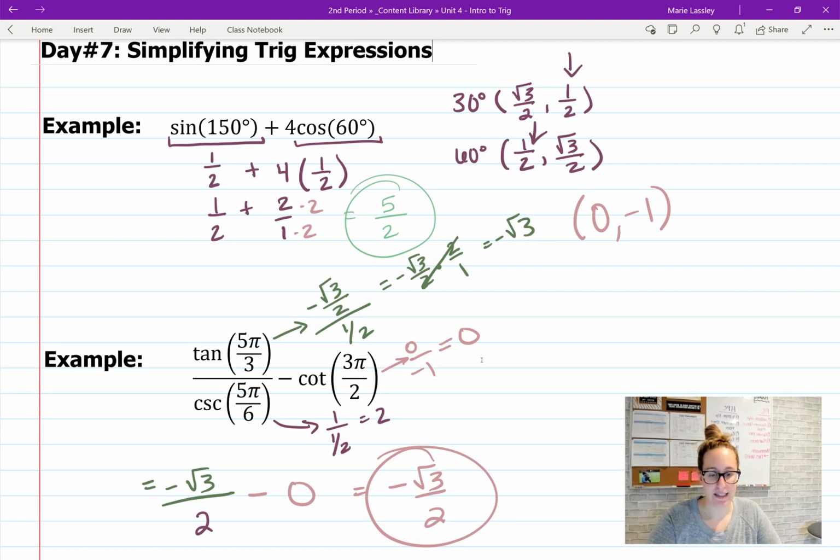Okay, so that is simplifying our trig expressions. All we're doing is we're plugging in our unit circle values into wherever they belong, and then we're combining like terms and simplifying at the end.